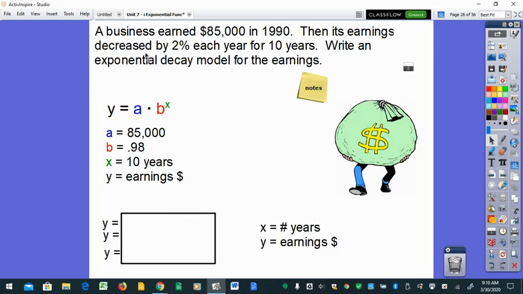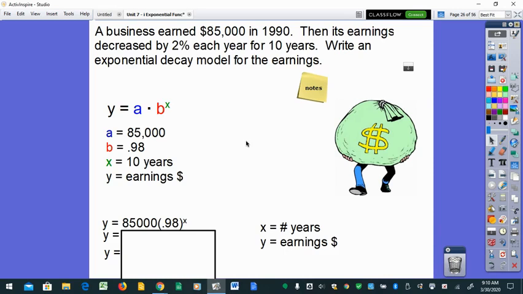And y is going to be the earnings in dollars. I started with 85,000. My decay factor is 0.98. Unfortunately, my earnings are going down, and I'm going to put the general form here with the X up there. And now I can look for any number of years.